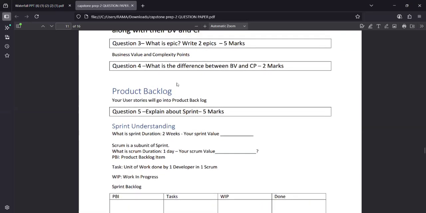Now we will look into the difference between BV and CP. Just now I showed you in the tabular format that we give BV and CP for the user story.